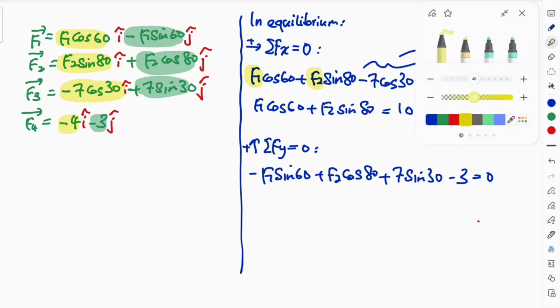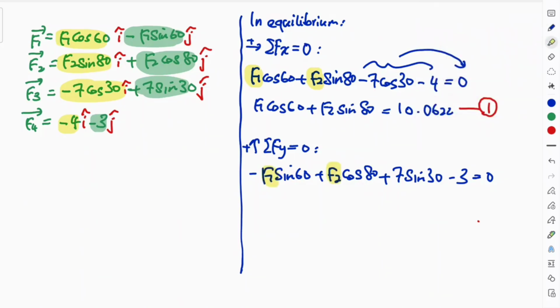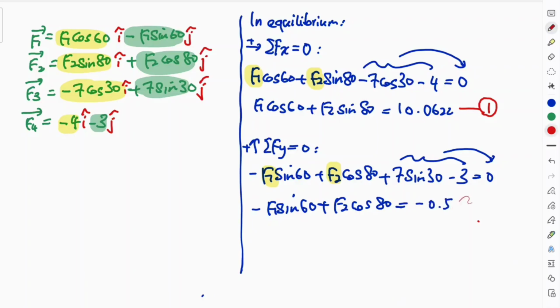Again, as you can see, there are two unknowns in your equation. So leave the unknowns on the left side of the equation. It will be negative F1 sin 60 plus F2 cos 80, which is equivalent to, taking this whole lot to the other end of the equation, a value of negative 0.5. Again, you cannot solve it because there are two unknowns in this equation. So let's call this equation number 2.